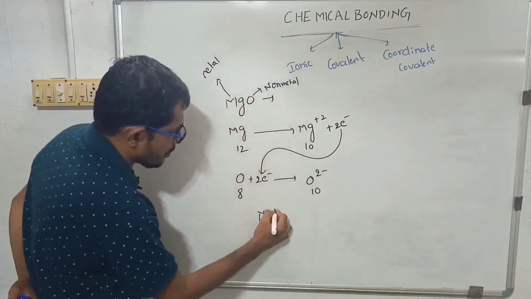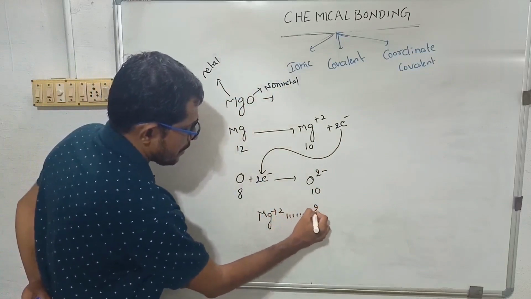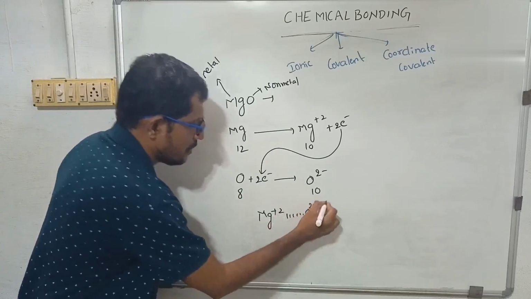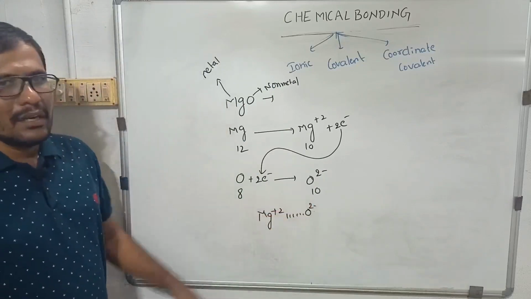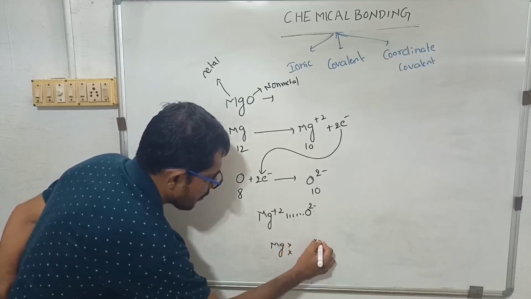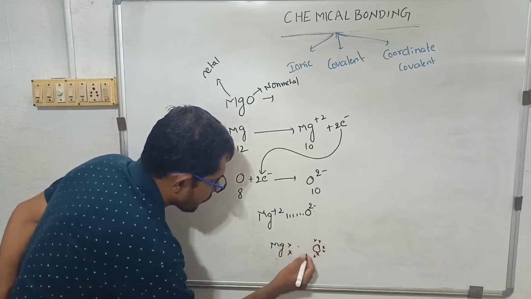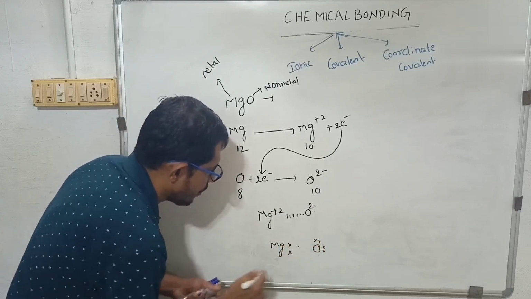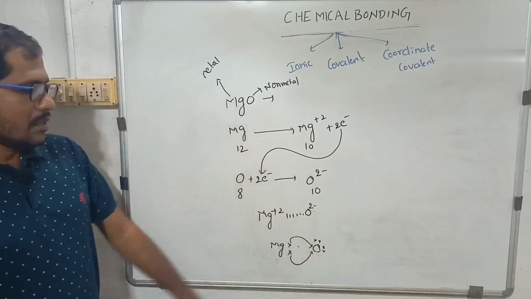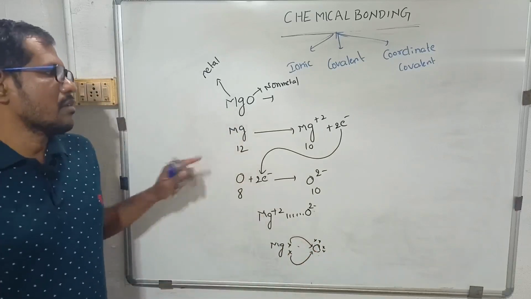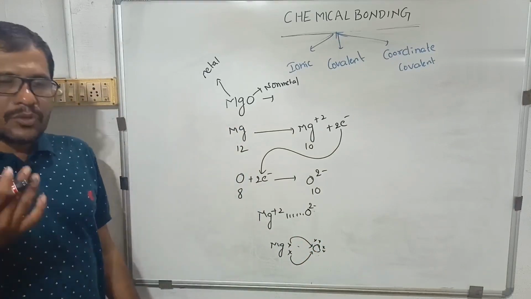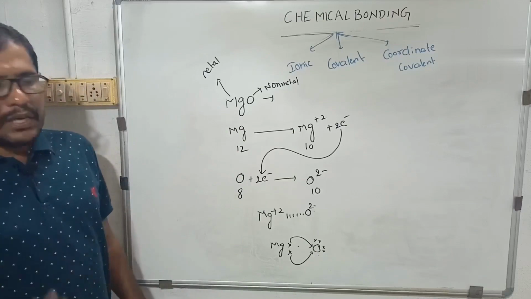Now we have positive and negative charges. Electrostatic attraction develops between the positively charged magnesium and the negatively charged oxide ion. We can also show it this way: the 2 electrons of magnesium will be transferred to the oxygen atom. In such a way, we can explain ionic bond formation in sodium chloride, magnesium chloride or magnesium oxide.